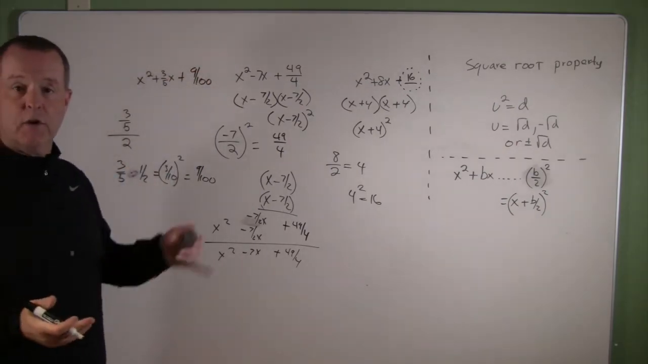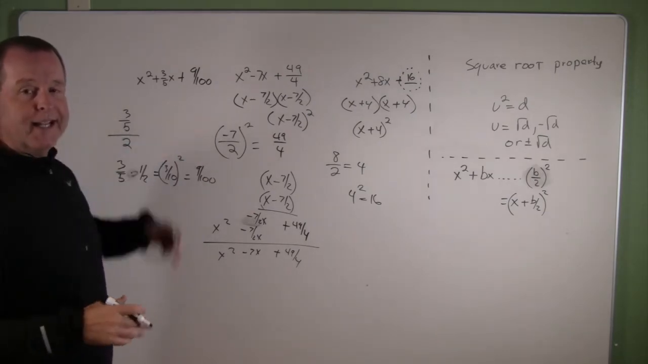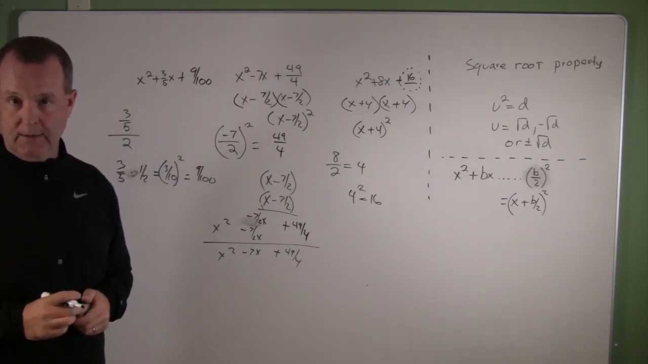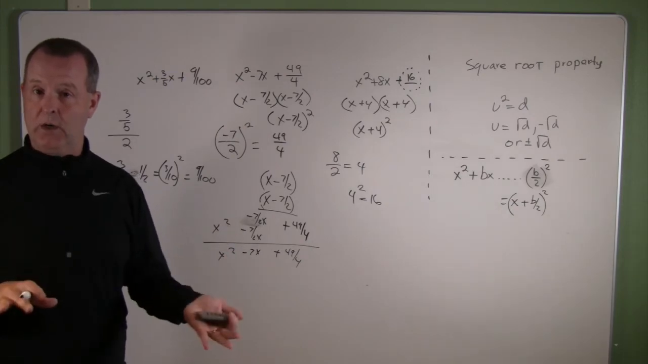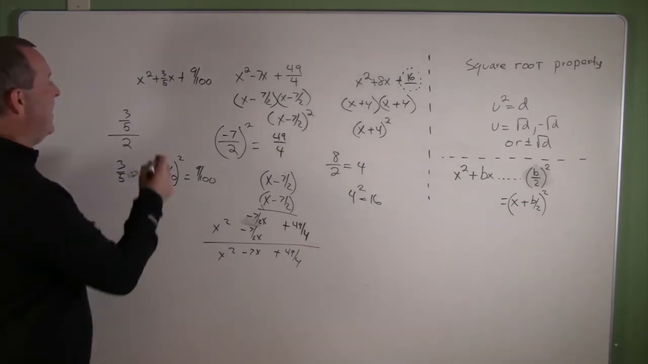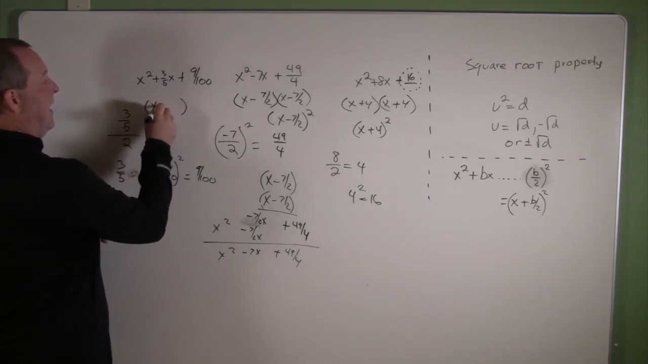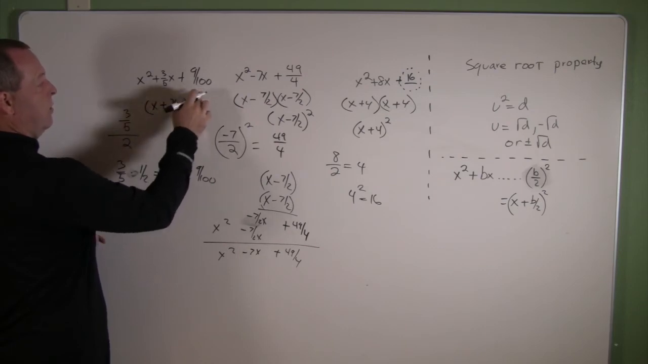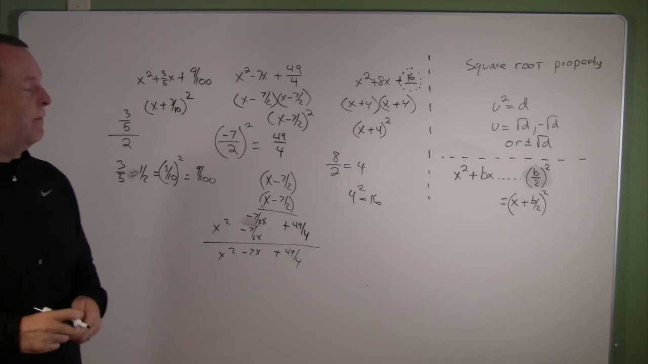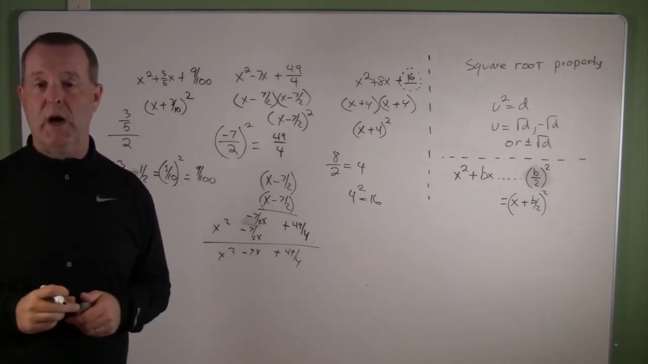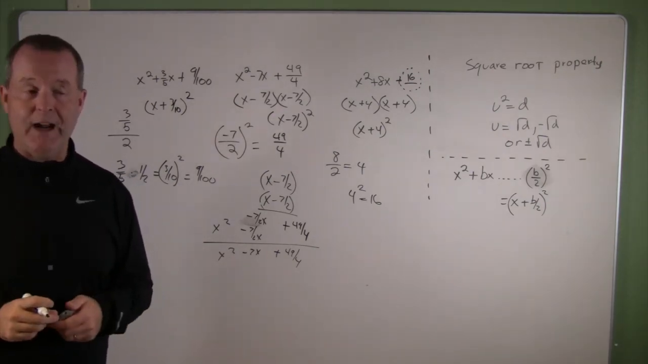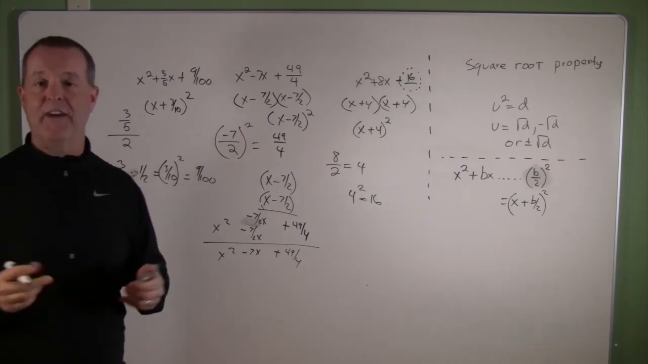That now transforms this partial trinomial into a perfect square trinomial. And once it's a perfect square trinomial, I can go ahead and factor it down to x plus the square root of that, which is 3/10, squared. Now I have a perfect square trinomial, and I was able to factor it down into its factored squares.